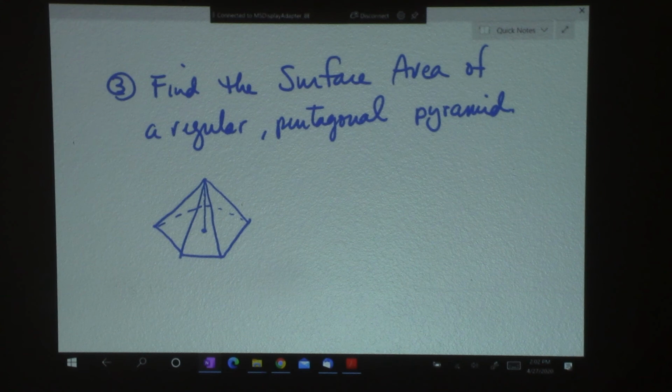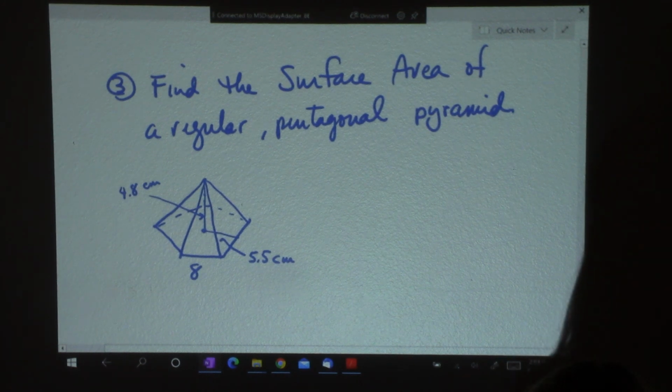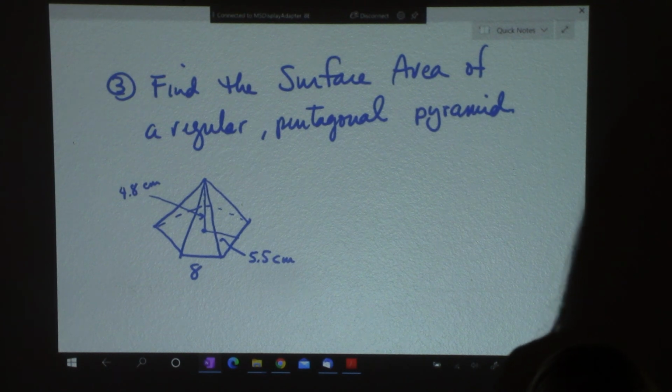They tell us that this length here in the middle, the height, is 4.8 centimeters. And then we have this one here, that would be our apothem, wouldn't it? 5.5 centimeters, and the length of one side is 8. So go ahead and do those 3, and we'll come back in a few minutes and go over them.